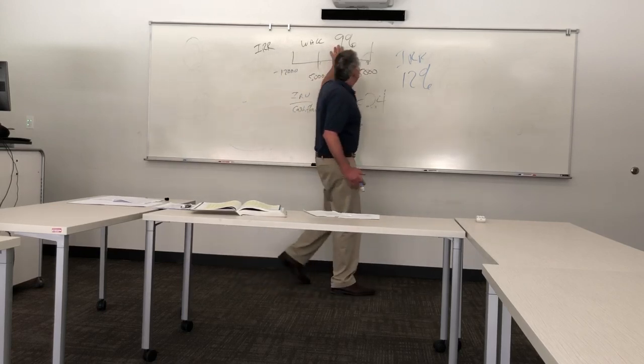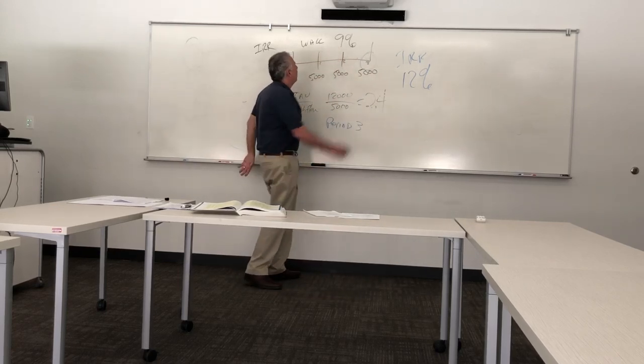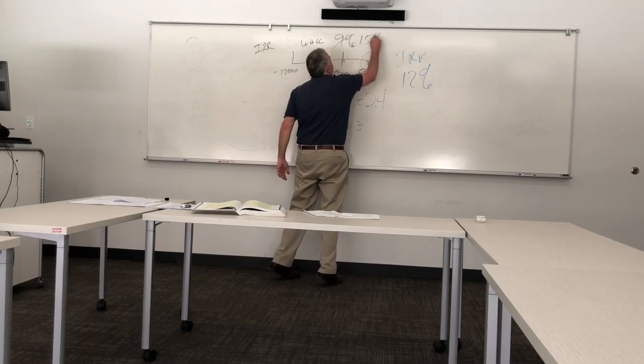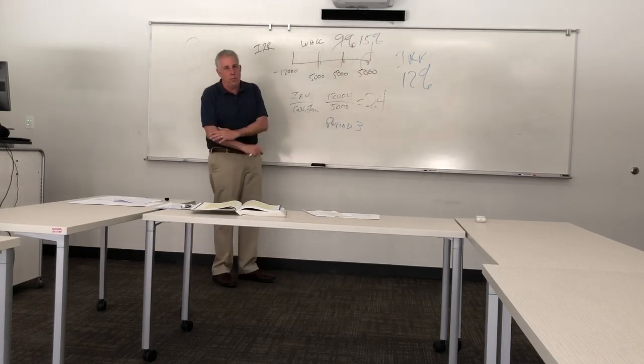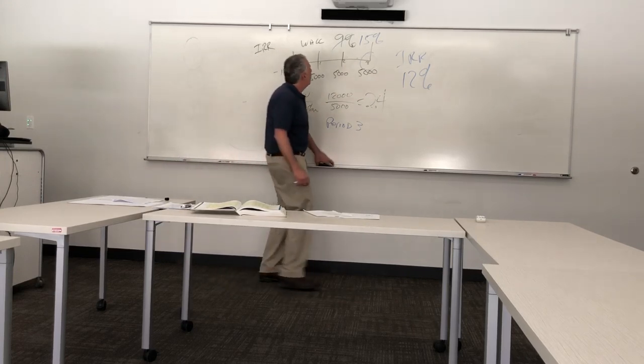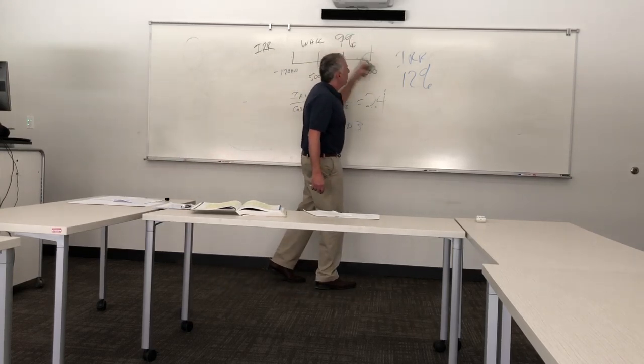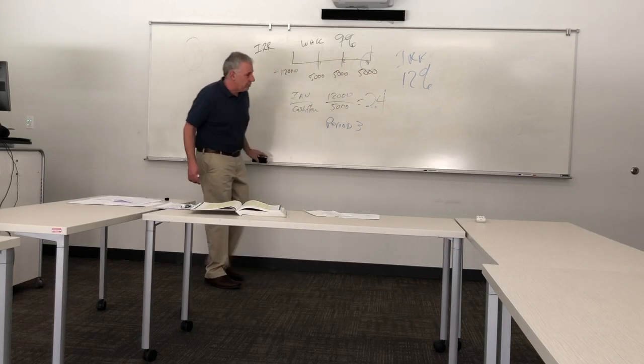Okay? So if the weighted average cost of capital was 15%, and we calculate an internal rate of return of 12%, we don't do the project. But we were given 9%, and 12% is greater than 9%, so do the project.